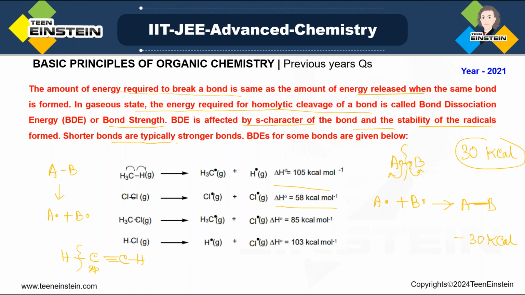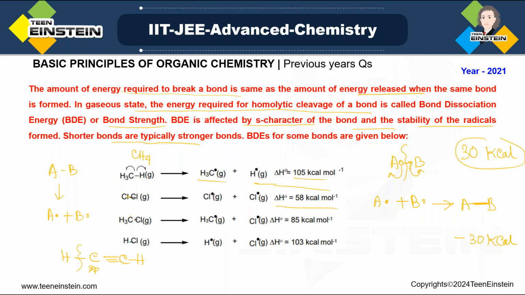Then we also have some more information. Shorter bonds are typically stronger bonds. So when bond length is less, bond strength will be high. And here you can see some information is given. We are breaking the bond CH3 and H. That means if you have a methane molecule and you break one of the carbon hydrogen bonds, you will get these 2 radicals. And here this amount of energy you have to supply.